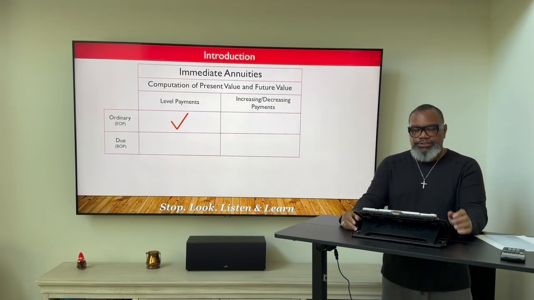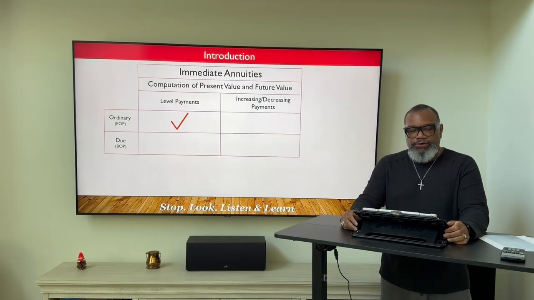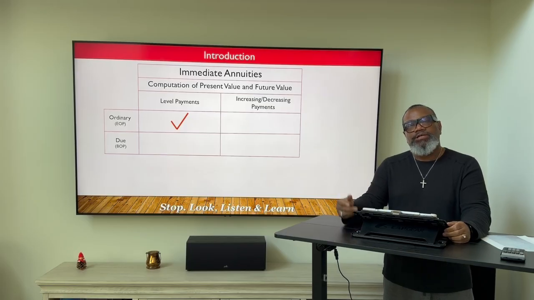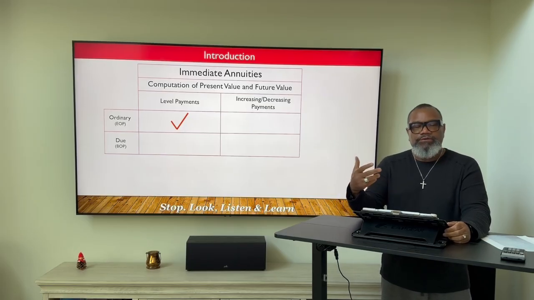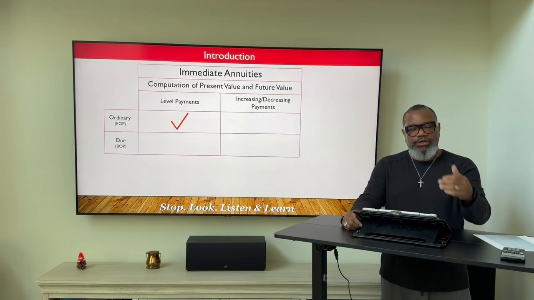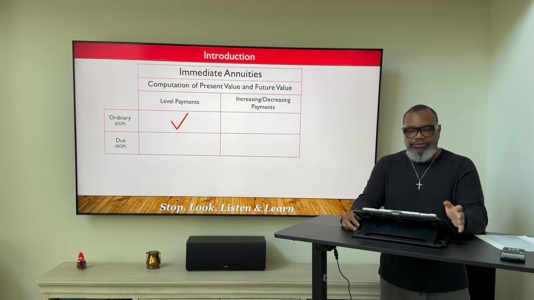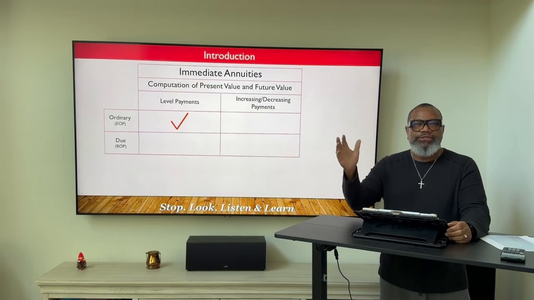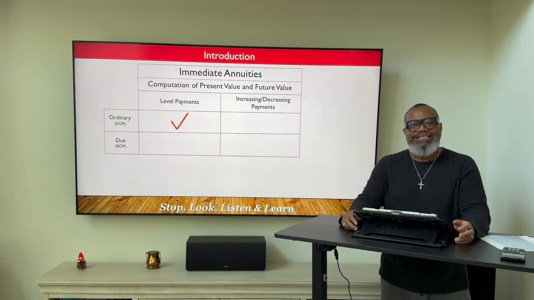So in this video, as you can see from the check mark here, we're going to be talking about immediate annuities that have level payments and that are of the ordinary type, meaning that the payments are being made at the end of the period. And then I'll have subsequent videos where I talk about how to find the present and future values of an annuity due, and that's where the payments are made at the beginning of the period. And then I also have some videos on how we find the present value and the future value of annuities where the payments are either geometrically increasing or geometrically decreasing.